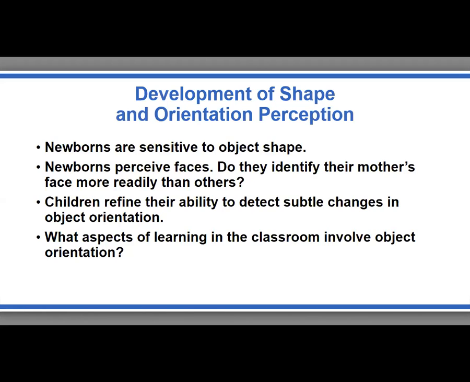Newborns are sensitive to object shape. They will perceive faces. They can identify their mother's face more readily than others. Children refine their ability to detect subtle changes in object orientation. And what aspects of learning in the classroom involve object orientation, right? Again, it depends on your class, but with us, when we're throwing a ball back and forth, or you're looking at your perception of moving in a space, doing agility drills and things like that can all be part of that.